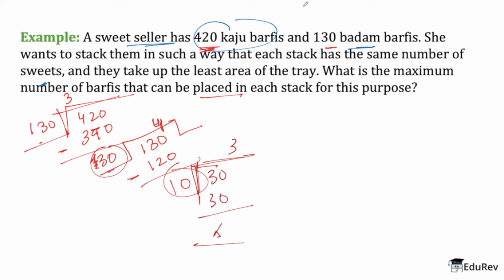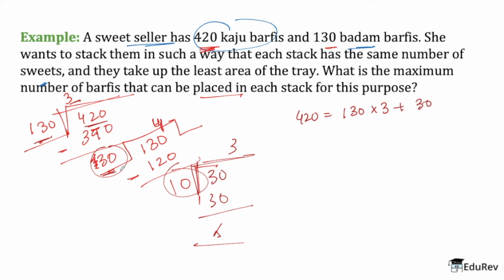Can you use Euclid's division lemma and your knowledge of your previous classes to actually find the answer of this question? I've already done it, and those are the equations which I did. So how? 420 and 130, 3 and 30. We can write an equation, that is 420 equals 130 times 3 plus 30.